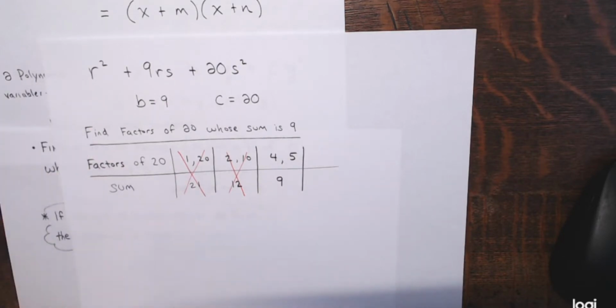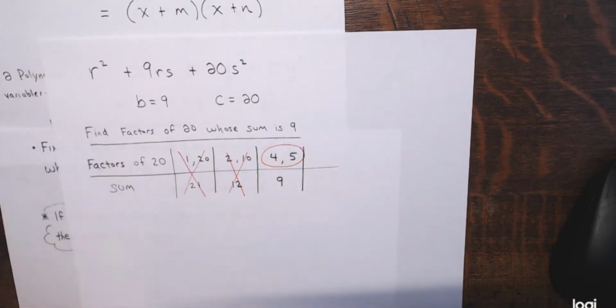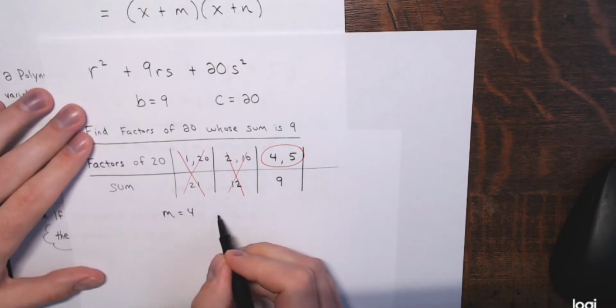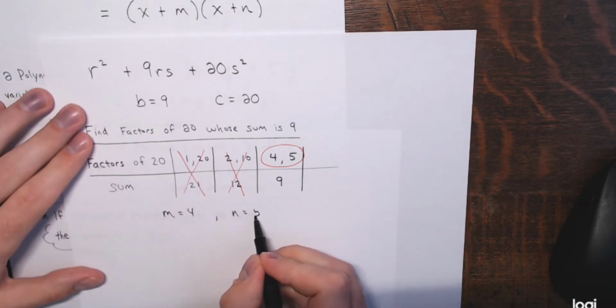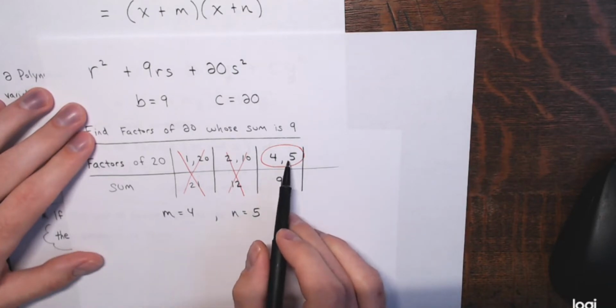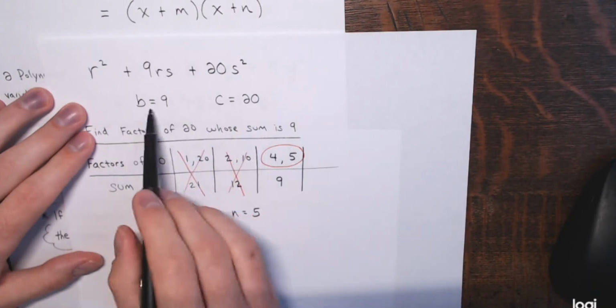So these are the factors. These are the m and n that I was talking about. Say m equals 4 and n equals 5. These are the factors that I was talking about. Their product is c and their sum is b. Their product is 20, their sum is 9.